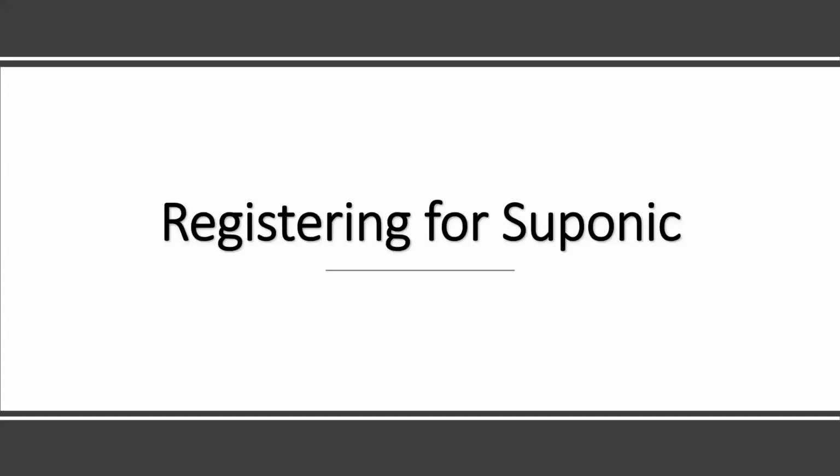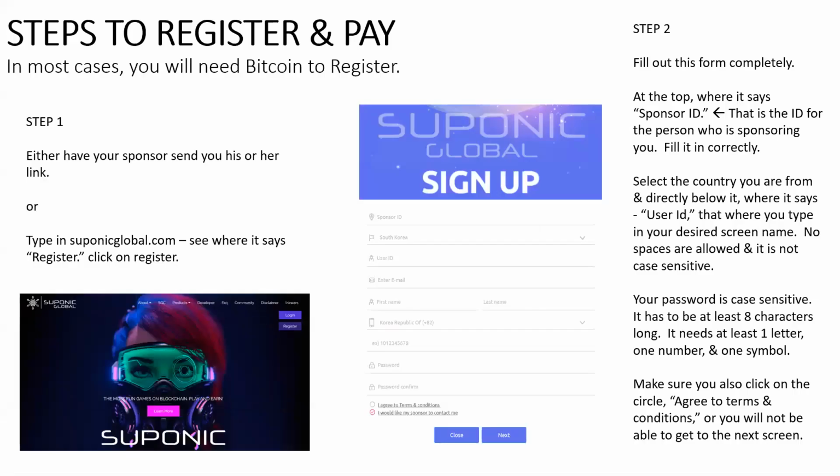Number one, registering for Suponic. Very easy to do. So here are the steps to register and pay. You can do it two different ways. Number one, you can have a member send you his or her link and then just fill out this form that you see right here in the middle. If you don't have a link, that's okay. You can actually type in suponicglobal.com and see where it says register. Just click on register. When you click on register, you'll see this form pull up right here in the middle.